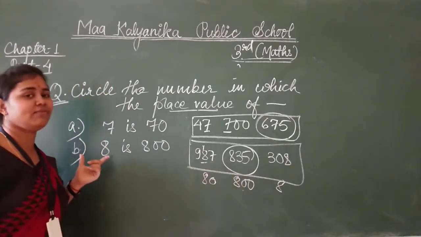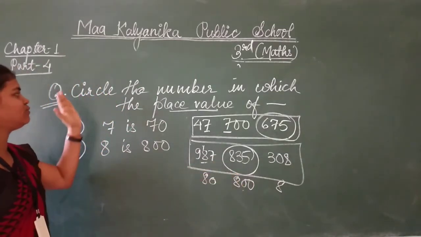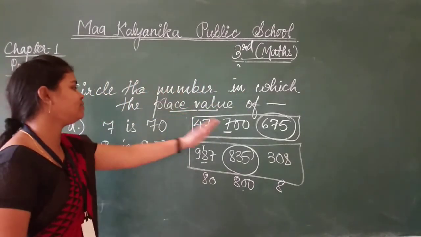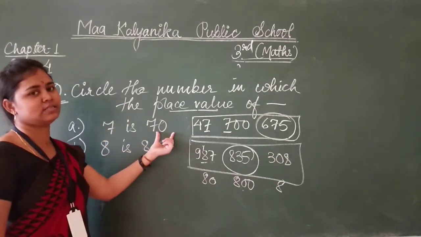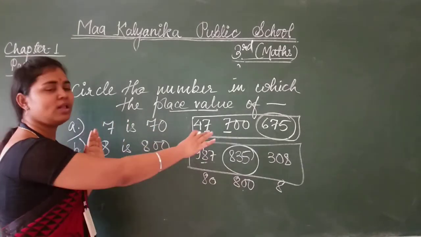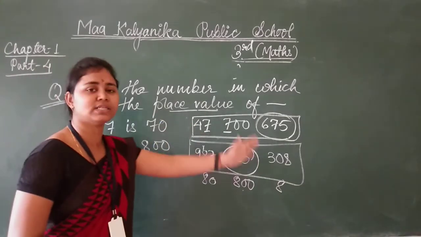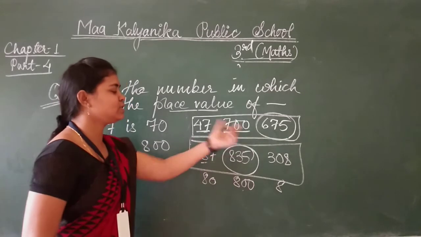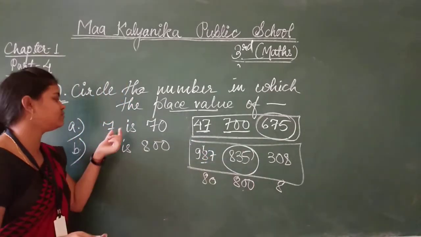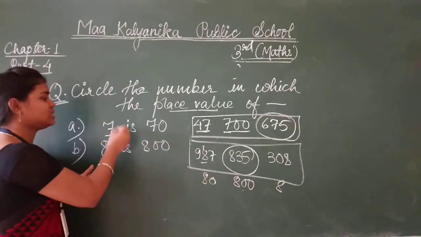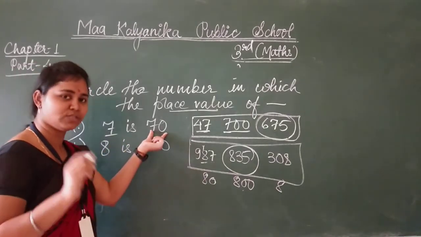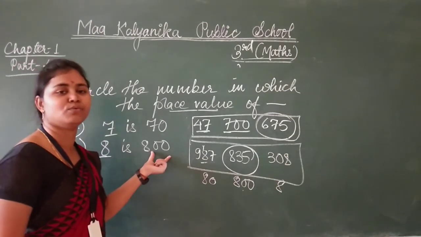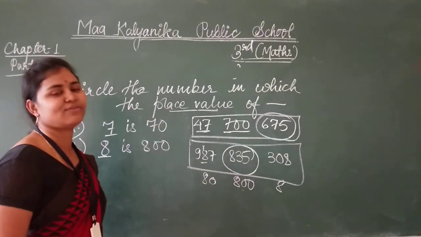So in this way we can solve the question. The question was, circle the number in which the place value of the given digit is this. So you have to see, among all the given numbers, what the place value of the given digit is. Here the place value of 7 was asked, whose place value was 70, and the place value of 8 was asked, whose place value was 800. So in this way we can find it.